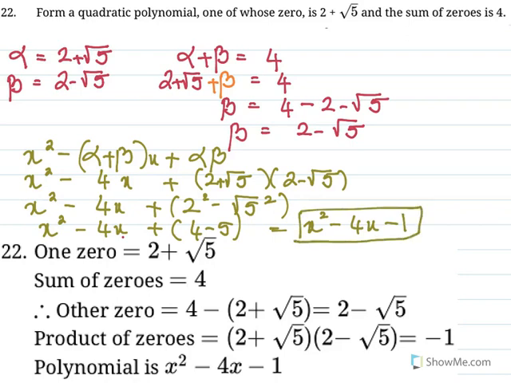Here again they have solved it. So we have one zero is 2 plus root 5. The sum of the zeros is 4. Therefore this is the other zero. So the product of zeros is minus 1. So the polynomial is x square minus sum of zeros plus product of zeros.